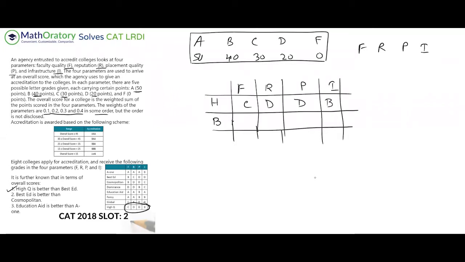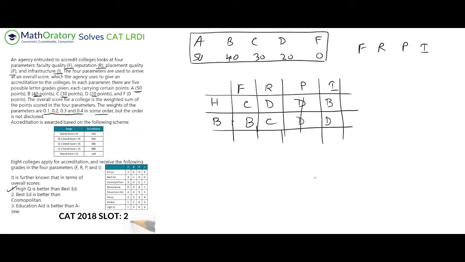I hope you can see this row. That is H. B has B, C, D, D in this order. So this is what we have, right? Now, notice something. We know that H has a higher overall score than B. That is mentioned: High Q is better than Best Ed. The comparison matters only when there is a difference in grade. These two are not creating any difference in the overall score, because it's the same weight. P has a certain weight, and whichever weight it is, the difference is zero from there.